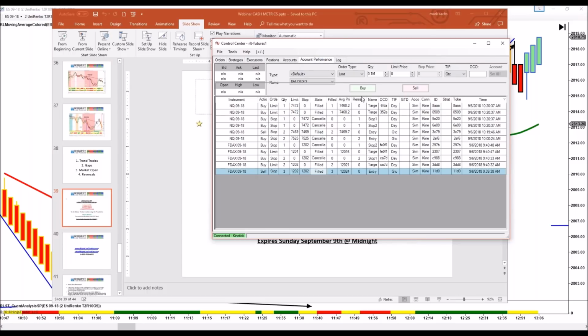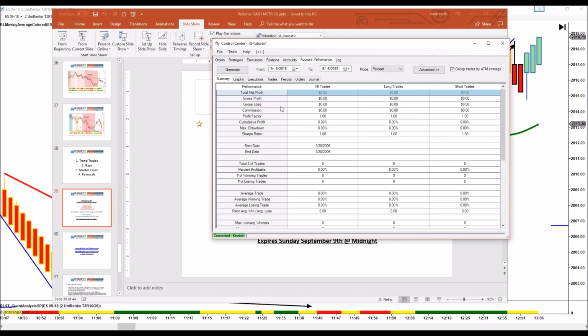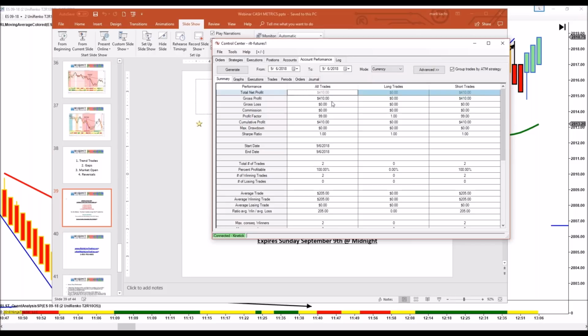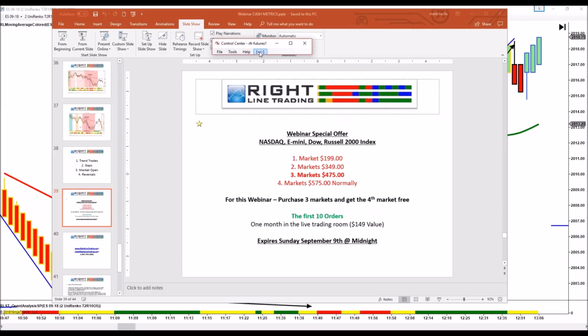Here's our account performance. Here's our trades. Disappeared. Hold on a minute. Let me see if I can get it back. It's right here. Our summary was 410, but a lot of those were in euros. When you convert the euros to cash, this is about a $470 cash day on 2 trades only. And that's how we did today.